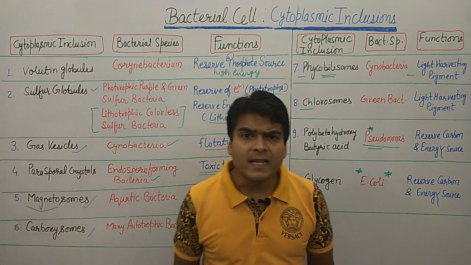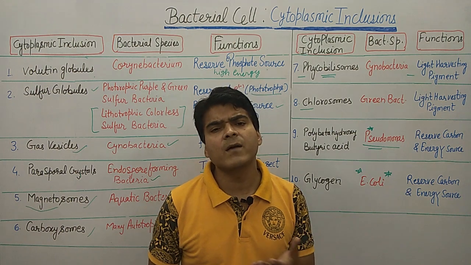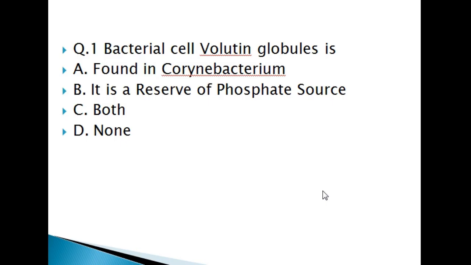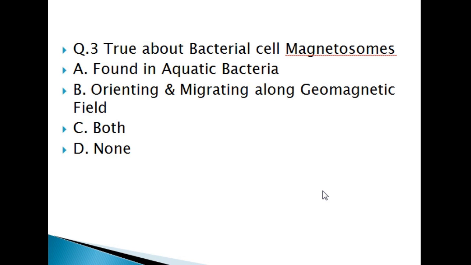So I am discussing some questions here; give the answers in the comment box. Question number 1: bacterial cell volutin globules are A. found in Corynebacterium, B. a reserve of phosphate sources, C. both are correct, and D. none are correct. Question number 2: true about bacterial cell gas vesicle: A. found in cyanobacterium, B. has a function of flotation, C. both are correct, and D. none are correct.